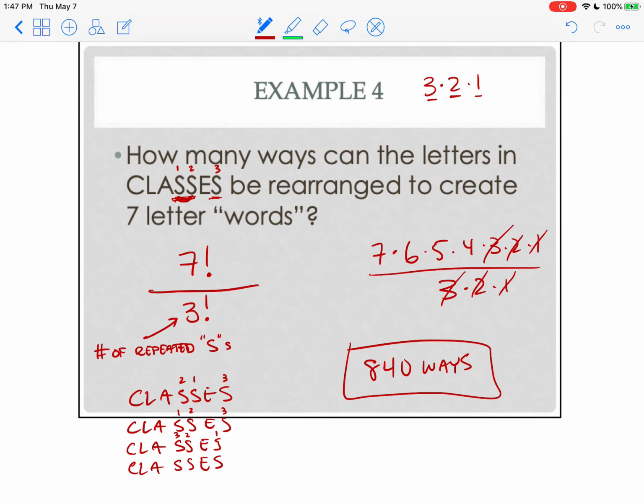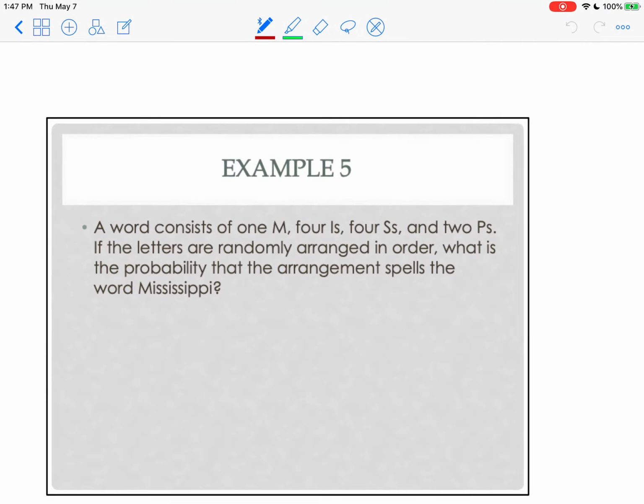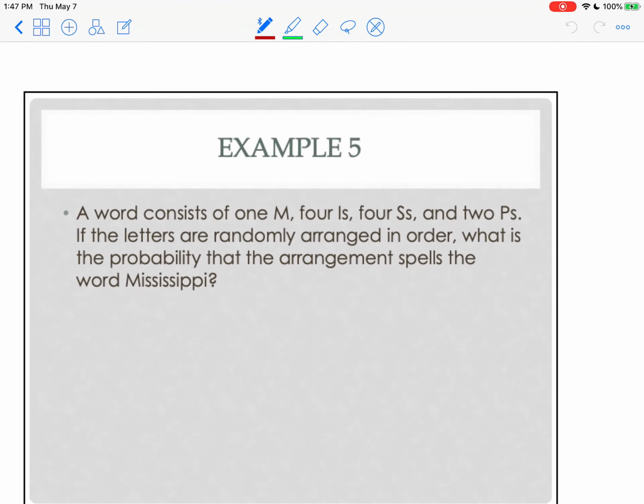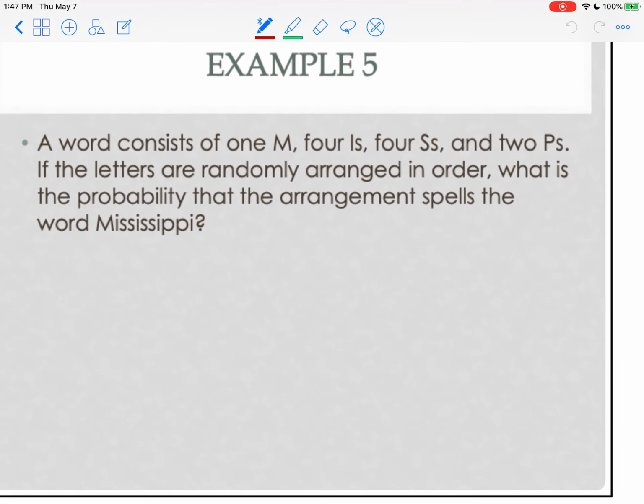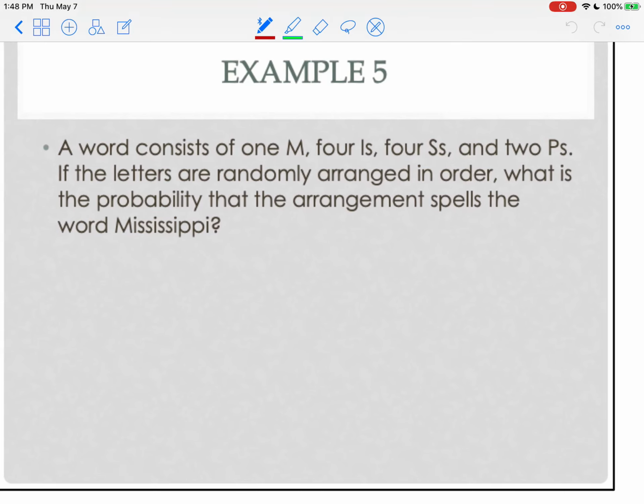So let's do one more example, just sort of like the one we just had, except now we're talking about the word Mississippi. So Mississippi has 1 M, 4 I's, 4 S's, and 2 P's. If the letters are randomly arranged in order, what is the probability that the arrangement spells the word Mississippi? So now we're talking about a probability.